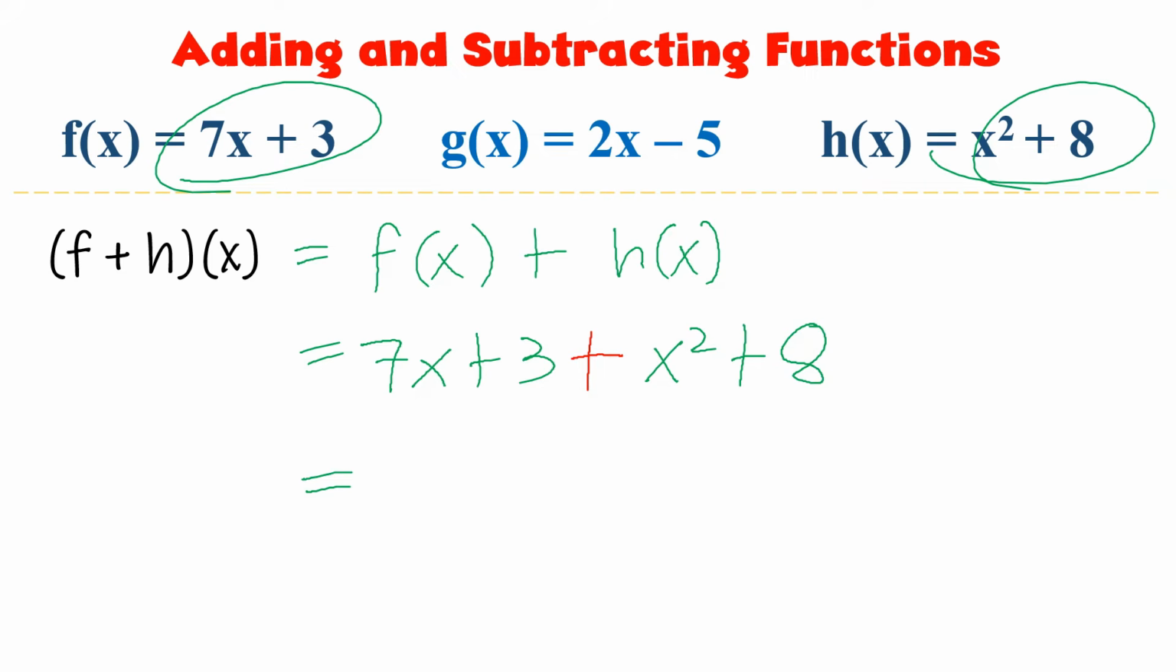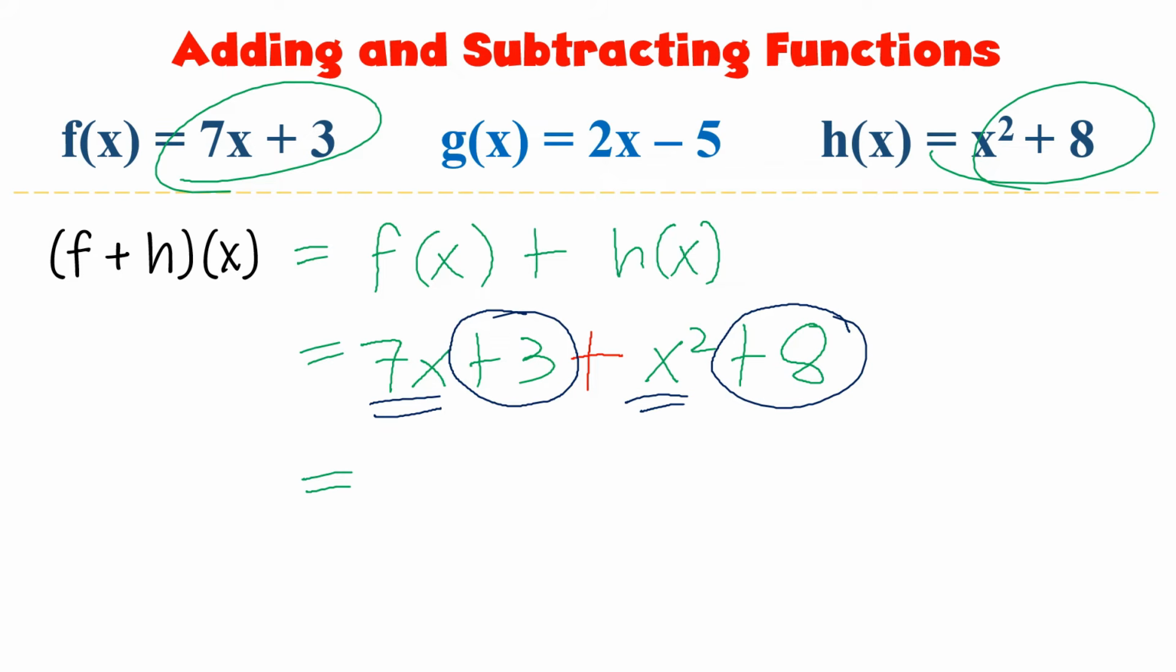Then, pwede na tayo mag-combine ng like terms. So, 7x plus 3 plus x squared plus 8. Ang like terms lang na nakikita natin dito ay yung dalawang constant. Kasi itong 7x tsaka itong x squared, we cannot combine them dahil magkaiba sila ng exponent, yung variable. Hindi pwedeng i-add kapag magkaiba ng exponent yung dalawang variable. So, kokopyahin na lang natin sila.